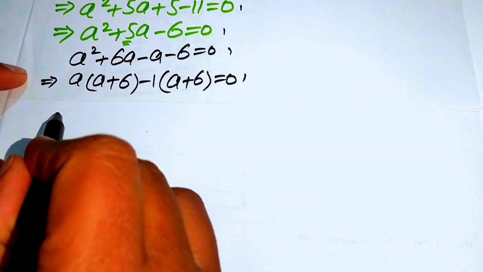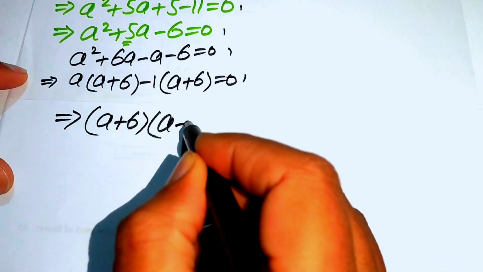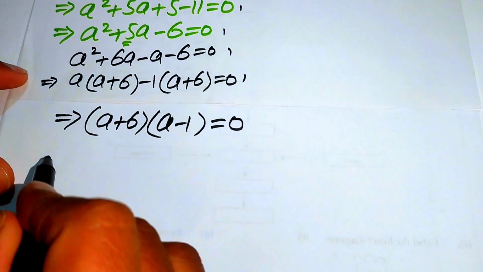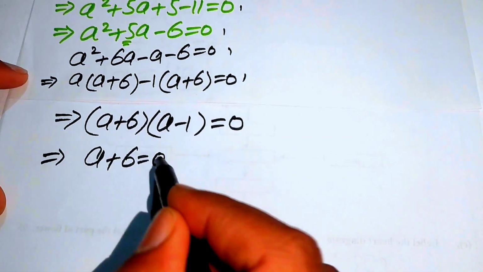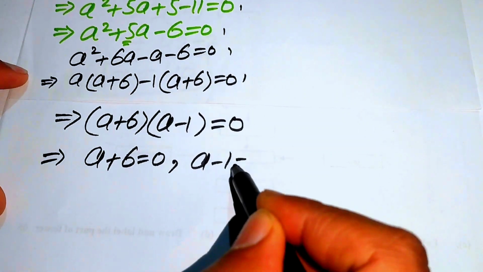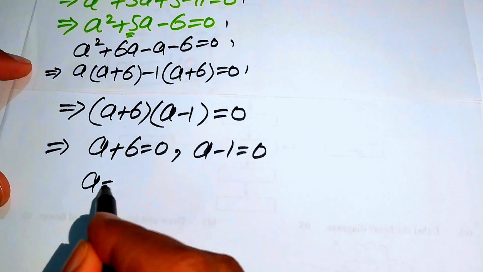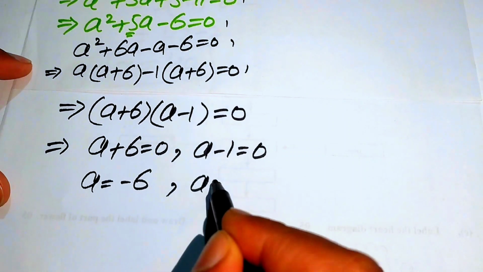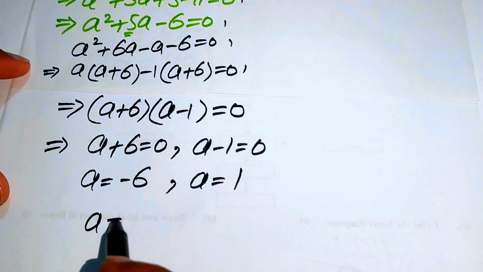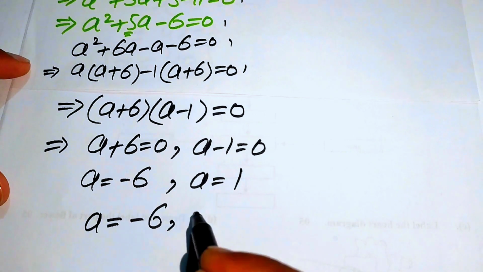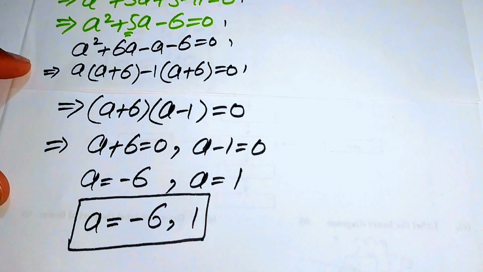And now here you see that we have a plus 6 as the common factor, and we get a minus 1, and this whole equals 0. So now we divide this in two cases. So our first case is we write a plus 6 equals 0, and the second is we write a minus 1 equals 0. So in the first case you have a equals minus 6, and in this case you have a equals 1. So in the first case we get two values of a. So first is minus 6 and second value is 1. So these are the first two real solutions of the given equation.